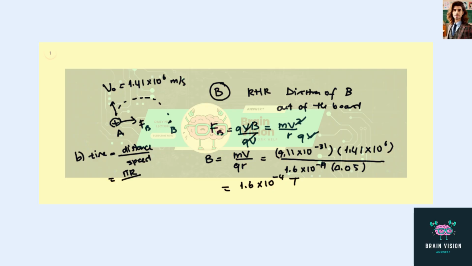You might say, oh, okay, the direction of the speed is changing. However, the magnitude of the speed is not changing. That's why you can just use it here. Then if you do the calculation, 3.14, which is the value for pi, times 5 over 1.41 times 10 to the power 6, you will find that it takes 1.11 times 10 to the power of negative 7 seconds for this proton to go from point A to B.